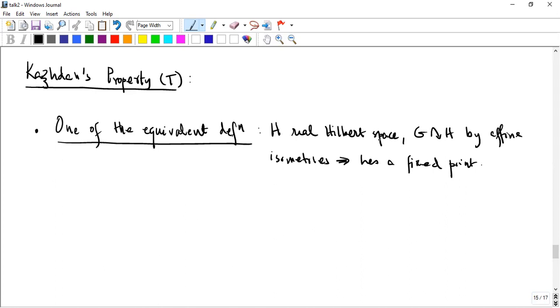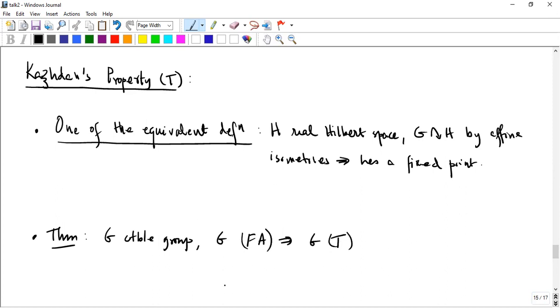So it is exactly like something like trees, right? The property FA we saw. And so there is a theorem that if G is a countable group, then G has FA implies G has property T. Okay. But the converse is not true because property T goes through for subgroups, finite index subgroups, but property FA does not, as we saw earlier.